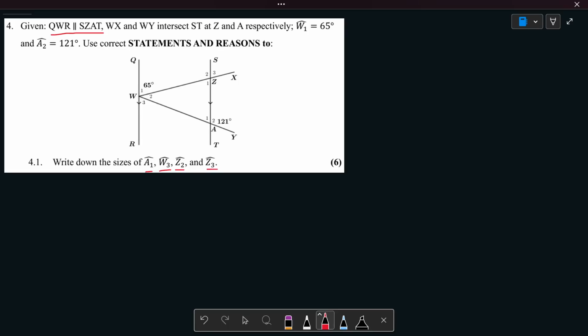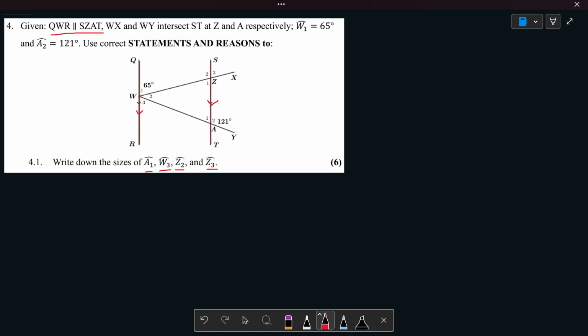Okay, where do we start? The first thing, we need to consider our information over here. Where is QWR? QWR is this straight line right over here. And SZAT is this straight line over here. And they say that those two are parallel to each other. So we can see over here that this is parallel to this.